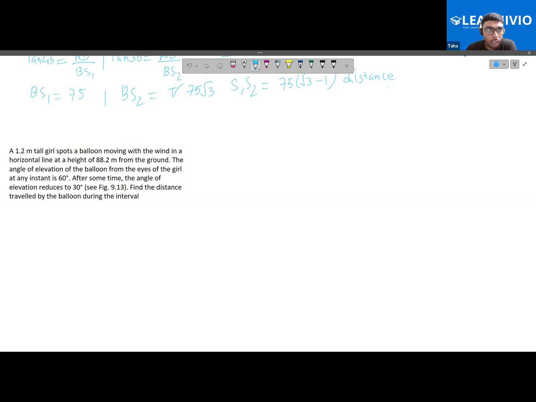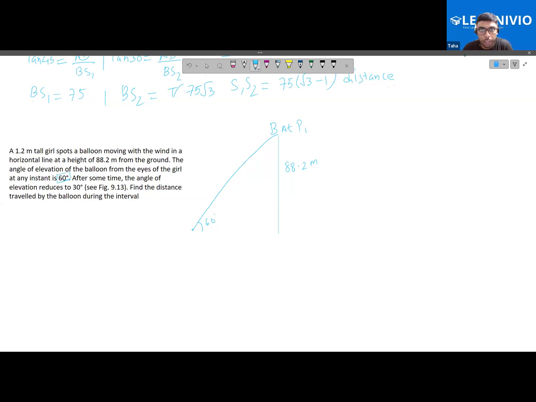Okay, so we have a girl of height 1.2 meters. We can ignore the height there and we can just take the angle of elevation here. So we have a balloon at point P1. Let's say when the balloon is here, the height was 88.2 meters, right? The height won't change here, but the girl looking at this balloon from here, the angle is 60 degrees at this instant.